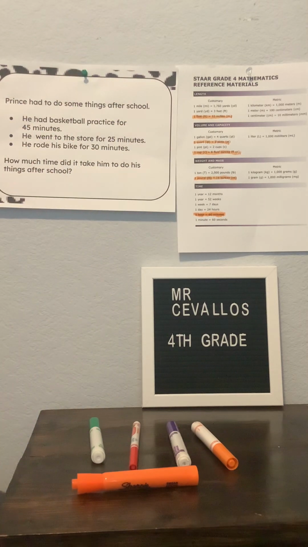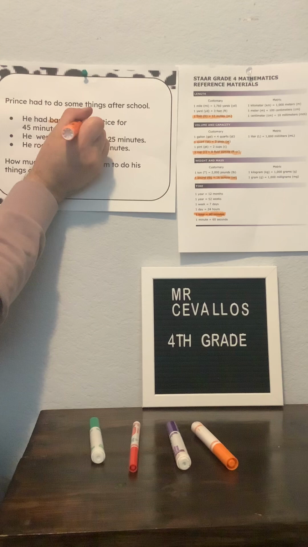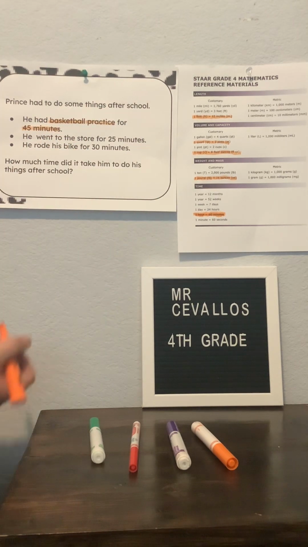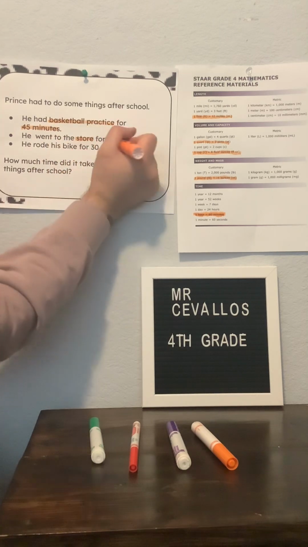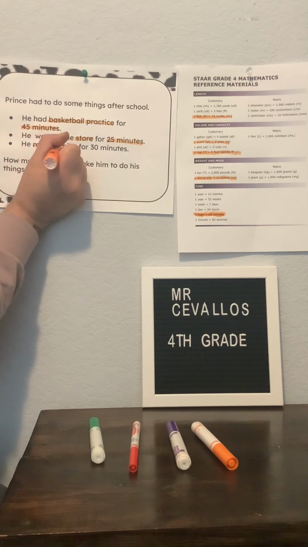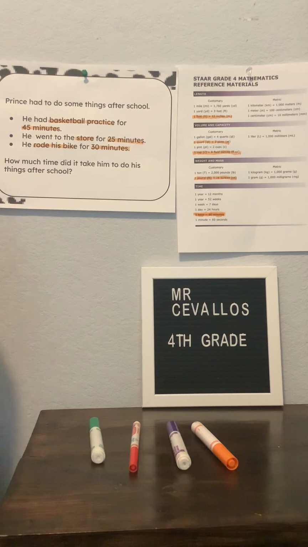Here, it says Prince had to do some things after school. He had basketball practice for 45 minutes. He went to the store for 25 minutes. And then he rode his bike for 30 minutes. How much time did it take him to do his things after school?